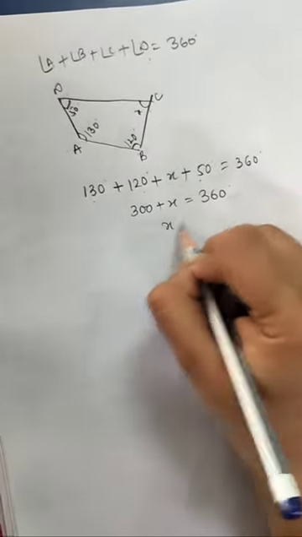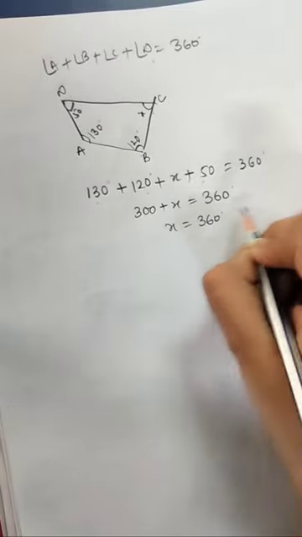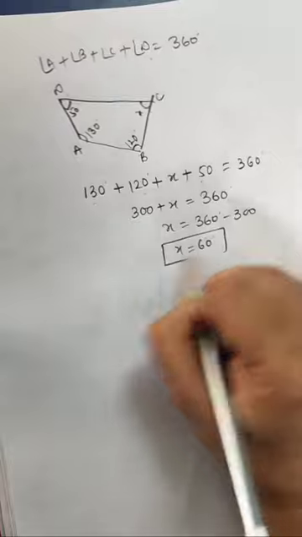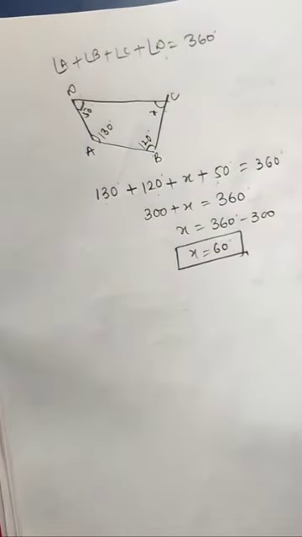And easily we can find the value of X, that is 360 minus 300. So X is equal to 60 degree. So this is our answer. We easily find out the value of X.